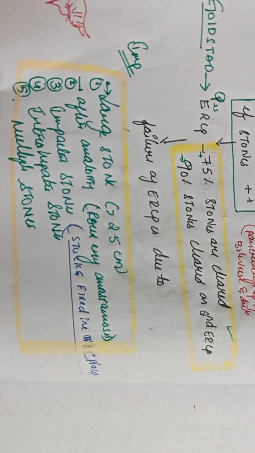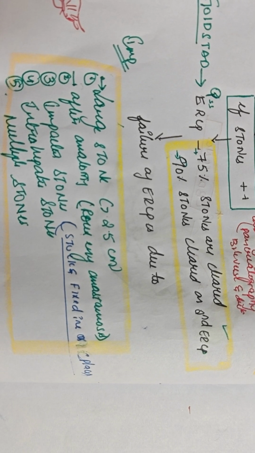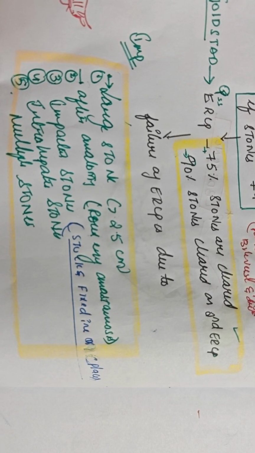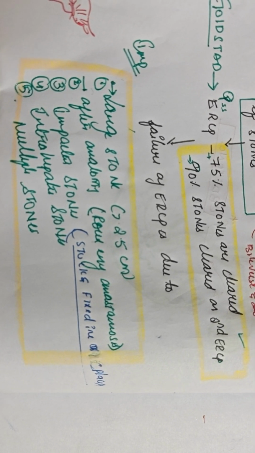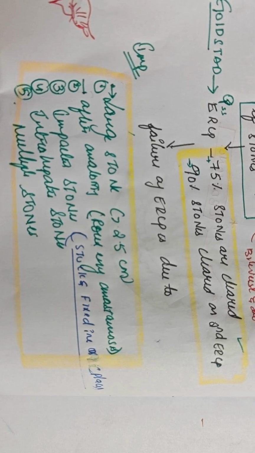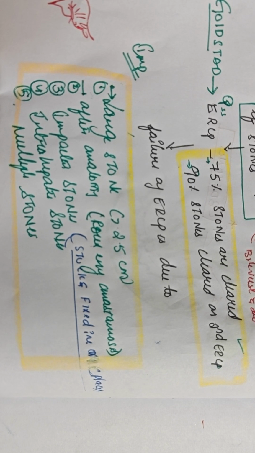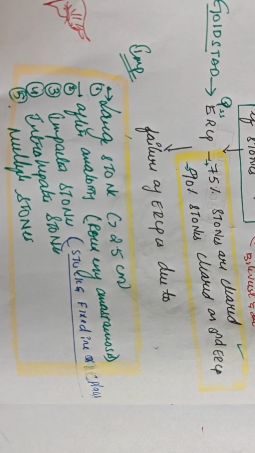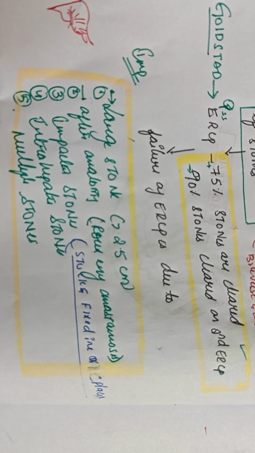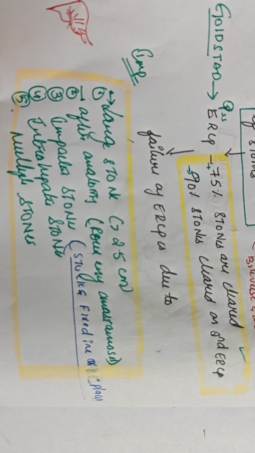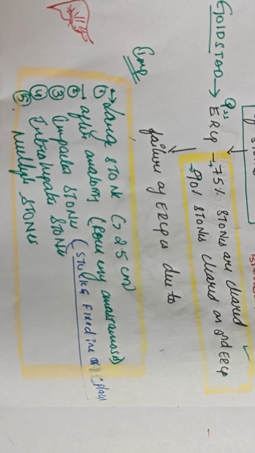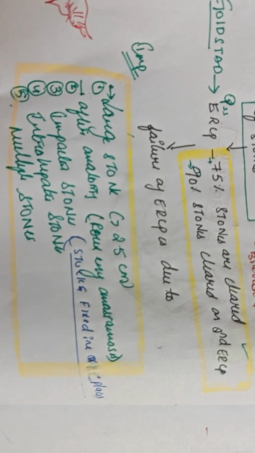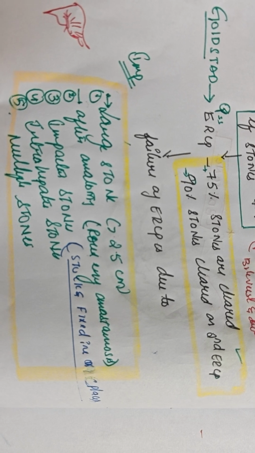You have impacted stones. Impacted stones are the stones which are stuck and fixed in one place. Those are impacted stones. Next is intrahepatic stone. What is intrahepatic stone? These are the stones which are seen in the liver. Those are the intrahepatic stones. Next, what do you have? We have something known as multiple stones. So if you have many multiple stones, it's very difficult, okay, very difficult to get it.